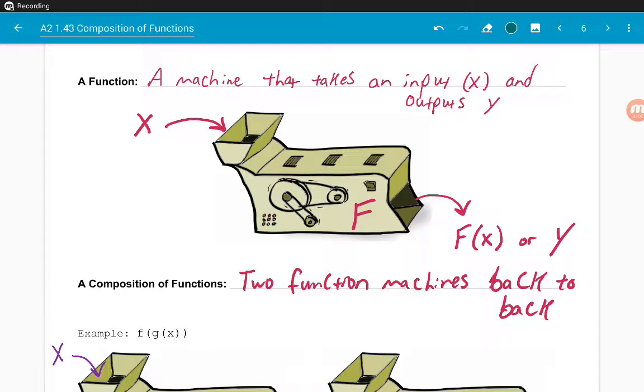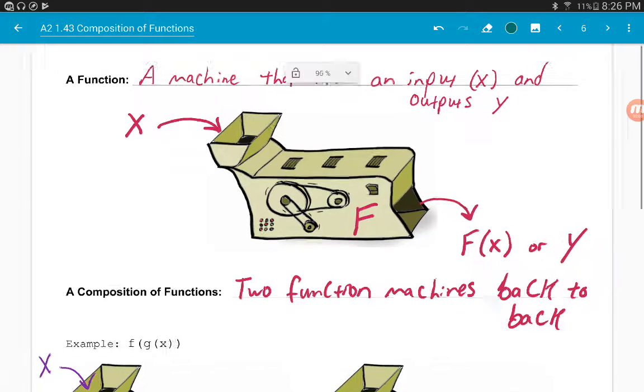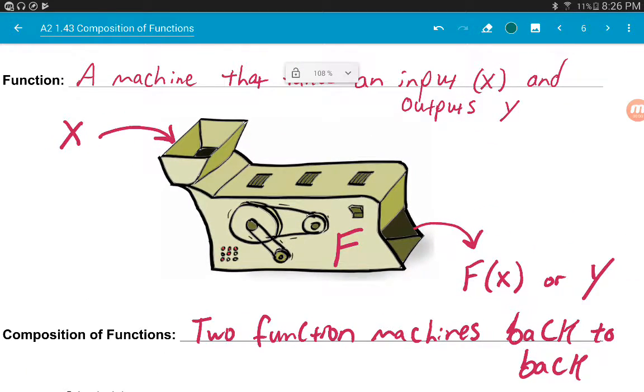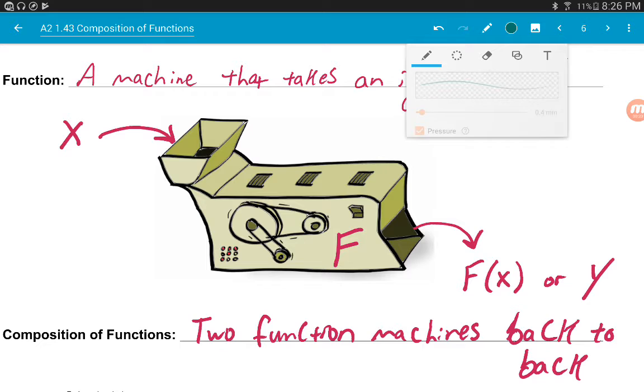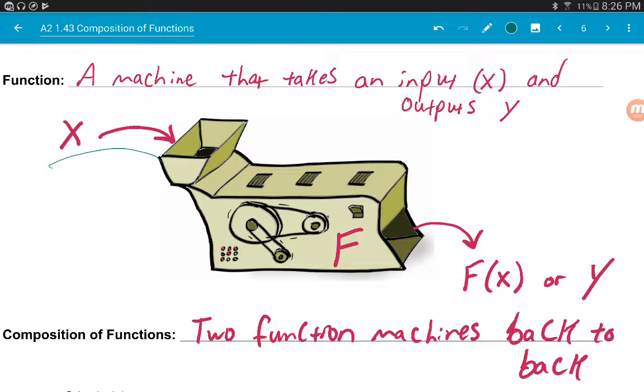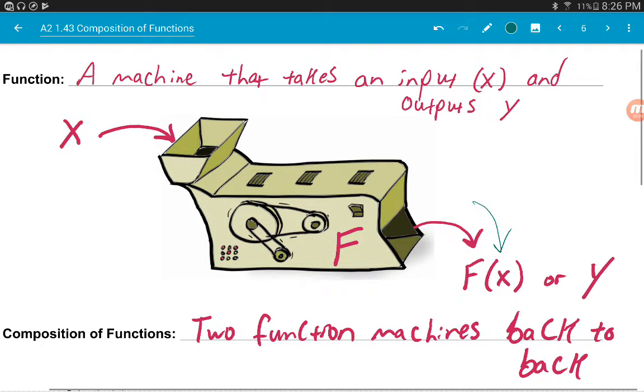Hey, so this is a video on Lesson 43, the composition of functions. We started off today with an analogy saying that a function was like a machine. It's a machine that takes in an input x and it outputs y. So the x goes into the function, and that function we're calling f, and what comes out is f of x. So it's x having been processed by the f function. That's how you can think of f of x.